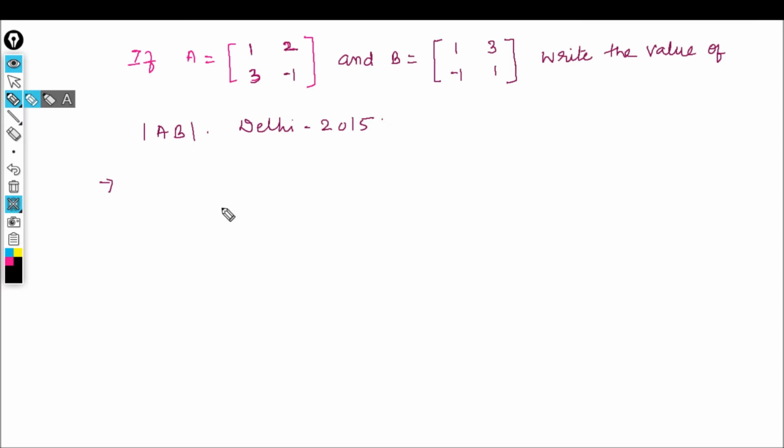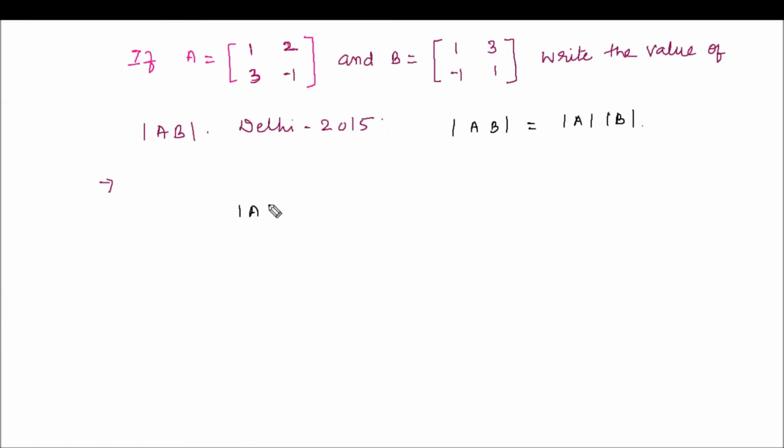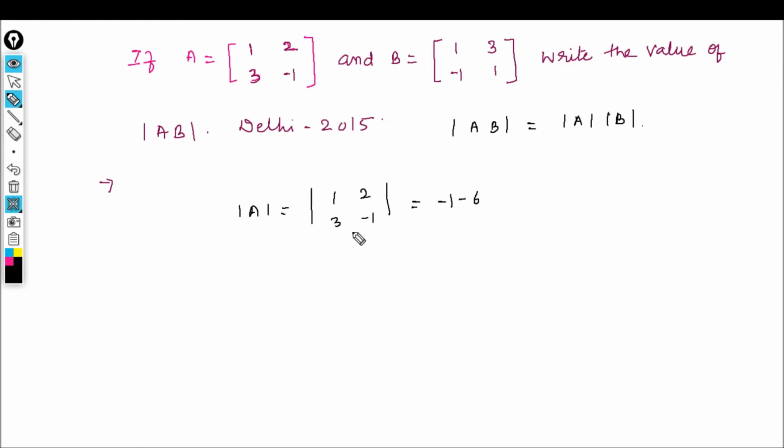So let's calculate determinant of AB. देखिए A is this matrix, B is given matrix. So we have to write the value of this determinant of AB. So what we will do here बच्चों? Determinant of AB is equal to determinant of A into determinant of B. So let us find determinant of A, which is 1, 2, 3, minus 1. So this is equal to -1 minus 6. It is equal to -7.